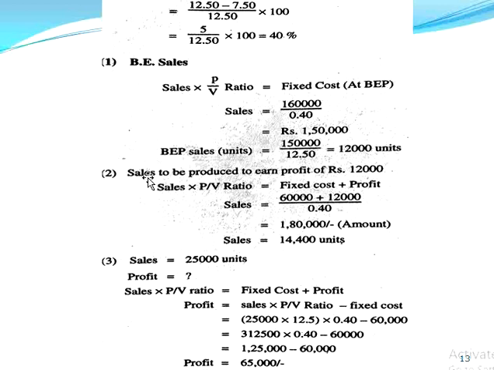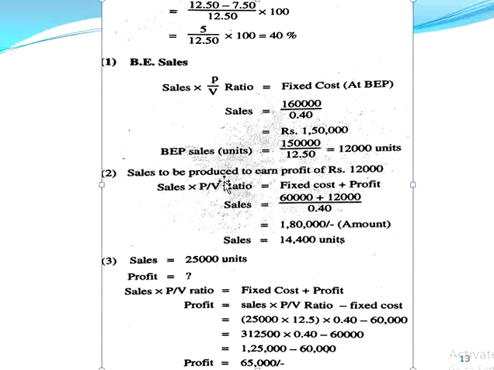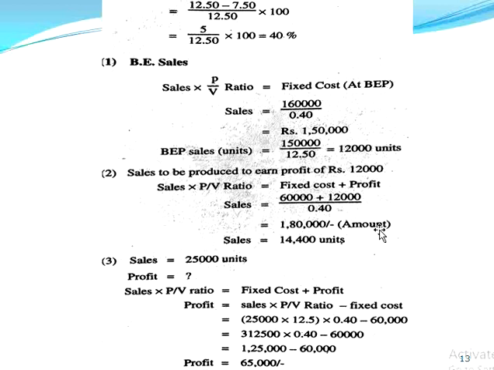Then the next condition, sale to be made to earn profit of 12,000. Sale into PV ratio is equal to fixed cost plus profit. So this is nothing but contribution. By using this formula we can calculate sale, because all parameters are given. Sale equals 1,80,000 rupees, or in terms of units, divide by selling price 12.50, so we'll get 14,400 units to get a profit of 12,000.